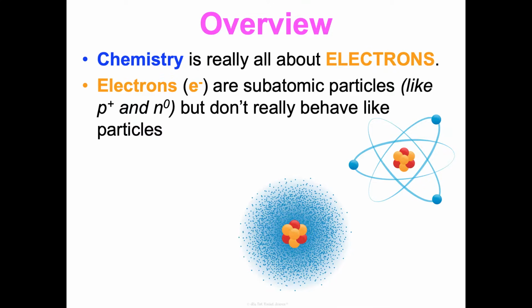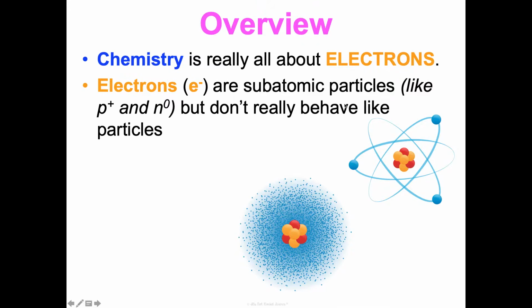So just a reminder, electrons, which we abbreviate as e negative since they have a negative charge, are subatomic particles. They make up atoms, just like protons do, which have a positive charge, and neutrons do, which have a neutral charge. But here's the thing.